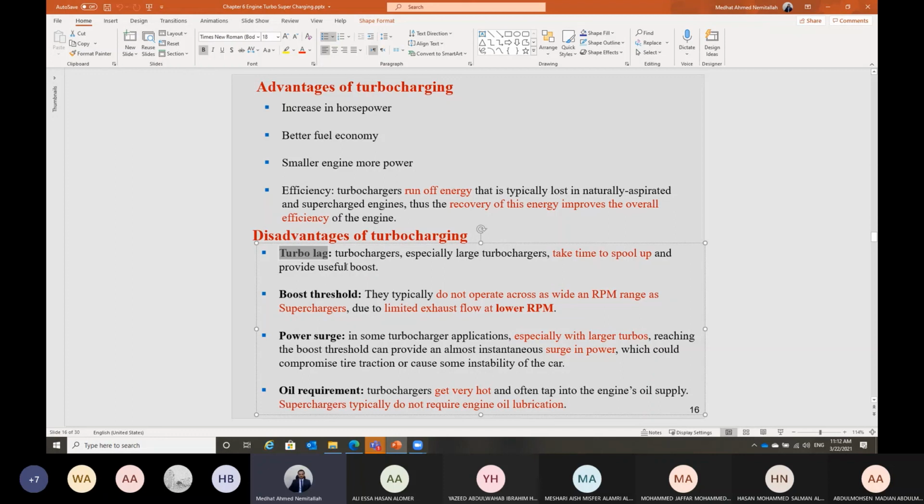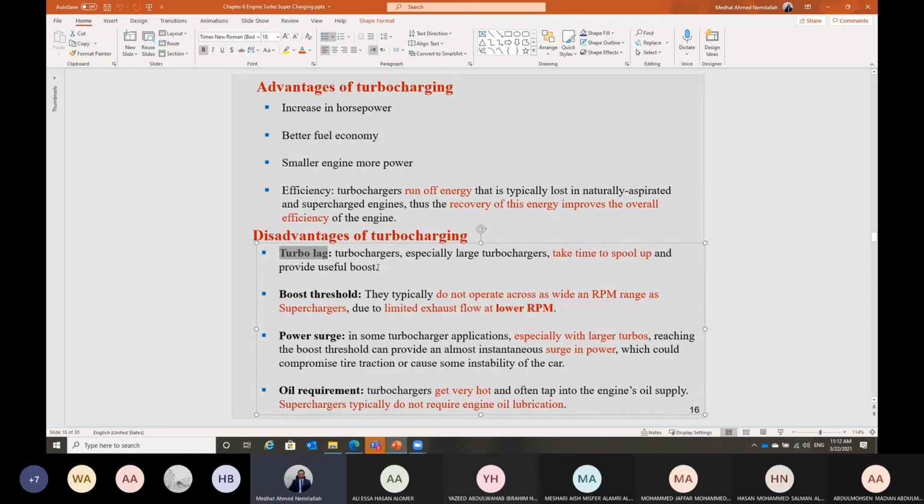In the case of a supercharger, the compressor is driven by part of the power of the crankshaft, part of the engine power. So usually when you press the accelerator pedal, if you have a supercharger, you will find an immediate response, because the compressor is taking part of the engine power. But in the case of a turbo, where you have a turbine, there will be a delay. When you press the accelerator pedal, it will take some time until you have a response in your car.